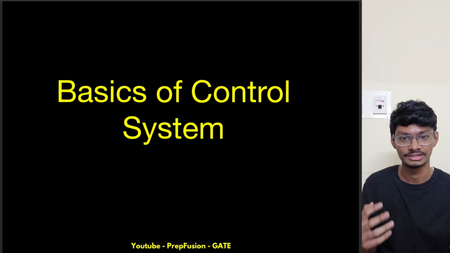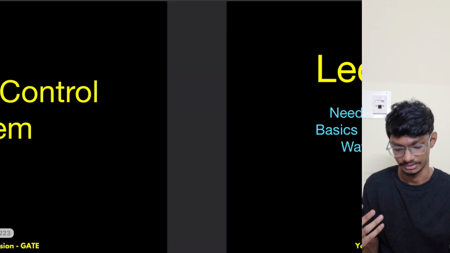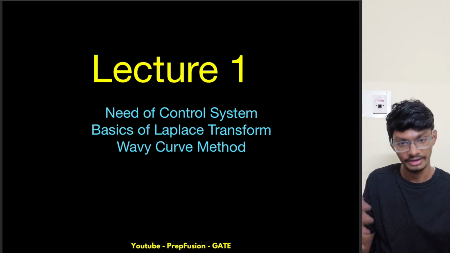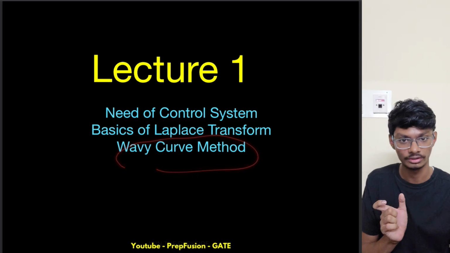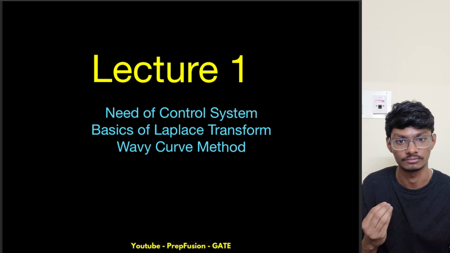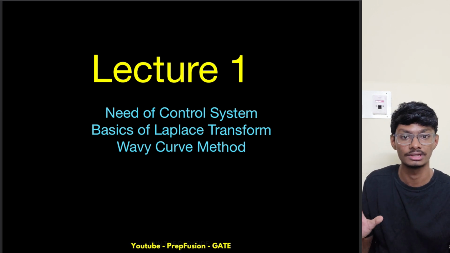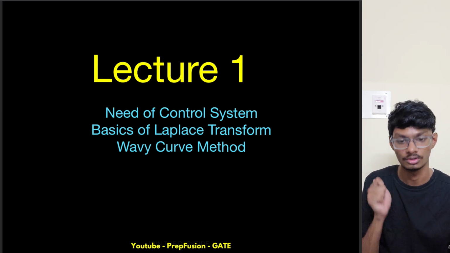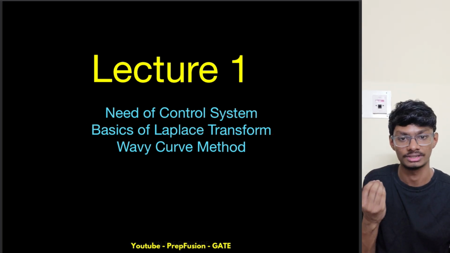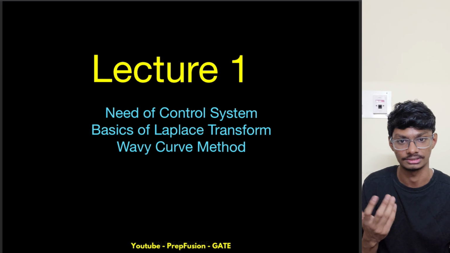First we'll study the basics of control system. This is lecture 1. In this lecture, if you have time, we will study the Weber curve method, but if you don't have time, then we will only study these two. Firstly, what is the need of a control system, why do we need it, and what is the meaning of control system. That is more important. Then we'll do the Laplace transform of a few basic symbols.